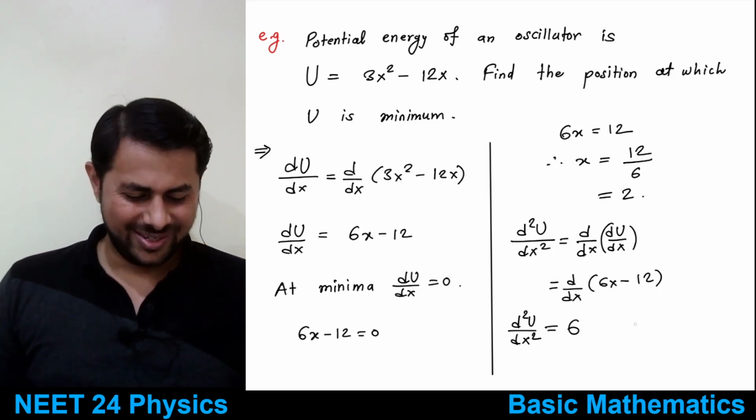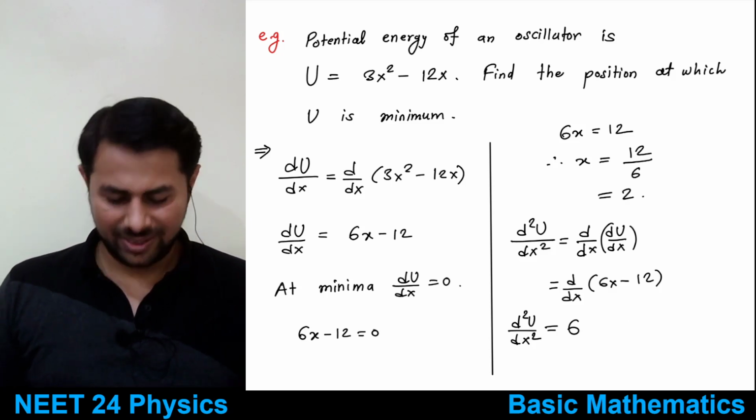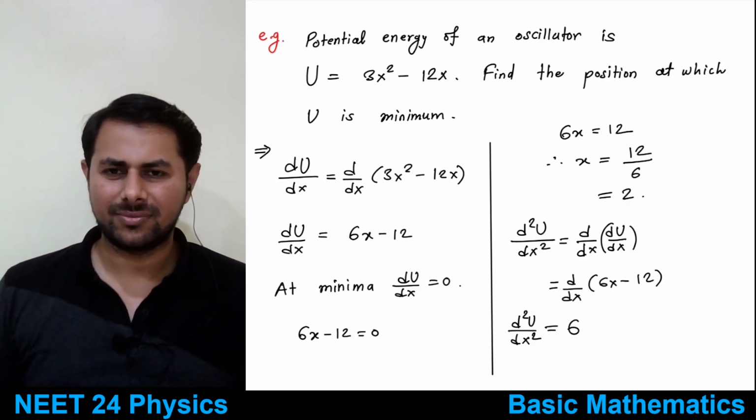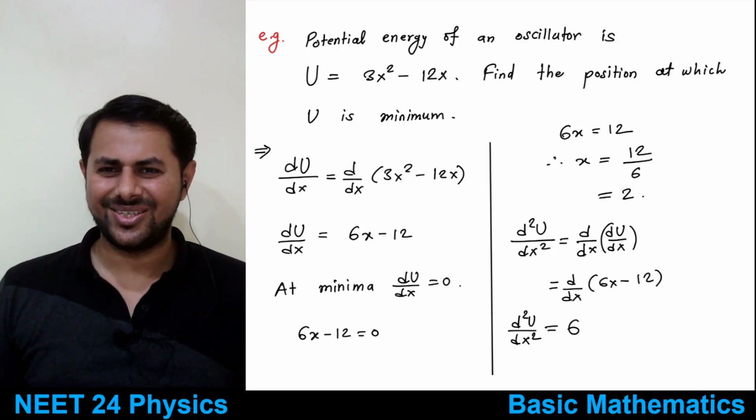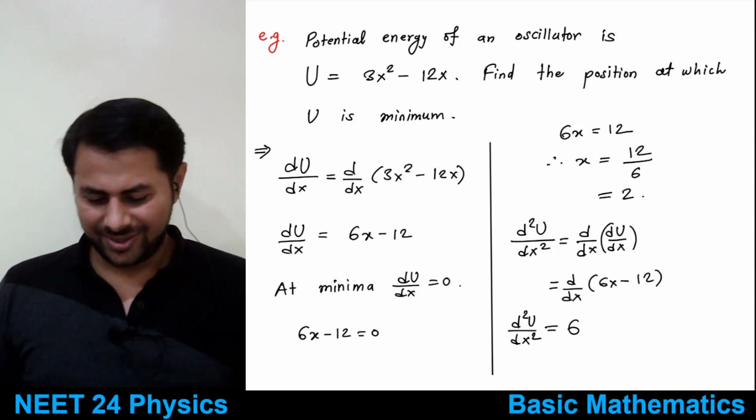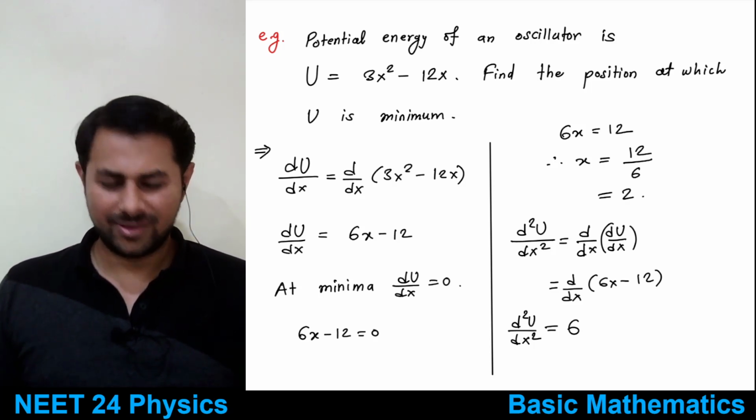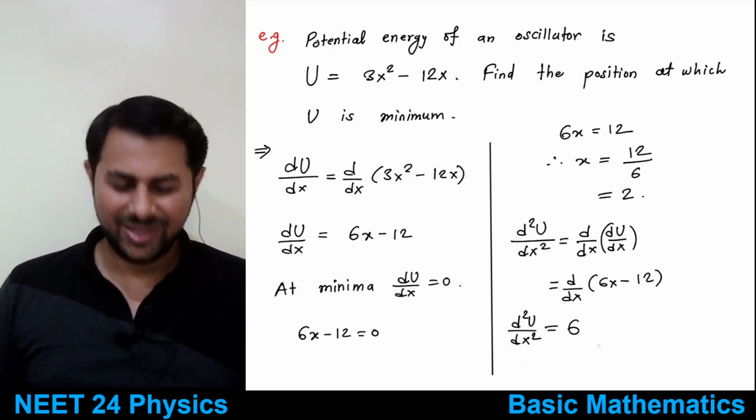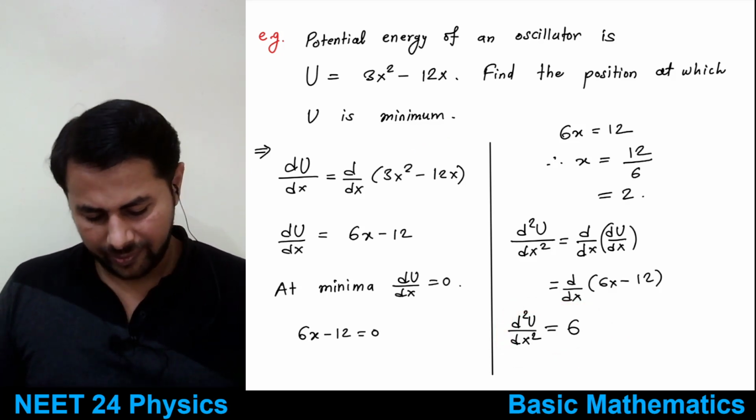Okay, very good. And it is positive or negative? It's positive. Double derivative is positive, and that's why it is maxima or minima. Minimum. Okay, very good. So 6 is the answer. I mean, 6 is positive, and that's why this is the minimum. Minima is the answer. Okay, so where is the minima?